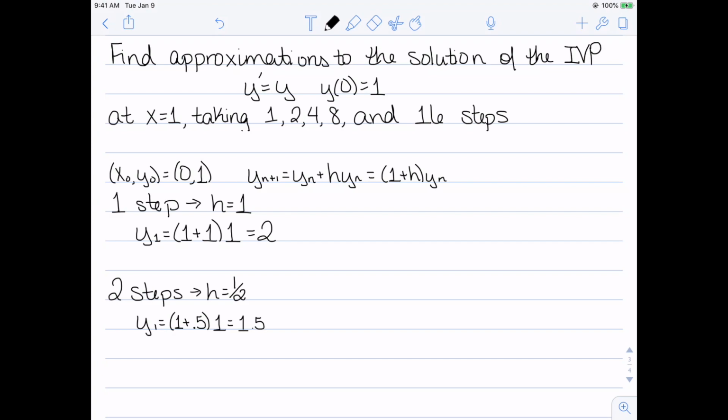y1 would then be 1 plus h, which is 0.5, times y0, which is 1. So that gives us 1.5. So y2 would then be 1 plus h, which is still 1 plus 0.5, times y1, the previous value that we got, 1.5, which gives us an estimate of 2.25. For n equal to 4, we would have h equal to 1/4, and we would need to find 4 steps. We would need to find y1, y2, y3, and then finally y4. For 8, we would need to do 8 steps, and for 16, we would need to do 16 steps. So we won't do all of these, but let's look at what our approximations would have been.